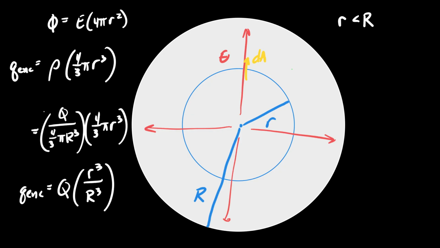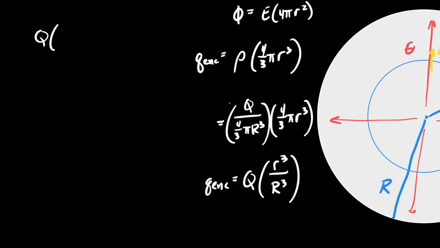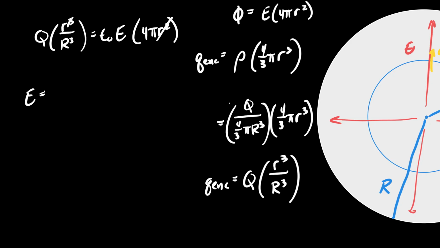You see that okay? No big deal? Well, if we put all that together, Q r cubed over R cubed equals epsilon naught times E times 4 pi r squared. I just want to solve for this. I'll be fast, I promise. E equals... r squared cancels with two of those, so I have just an r over there. You see that okay? And I'll get Q over 4 pi epsilon naught R cubed, times r.